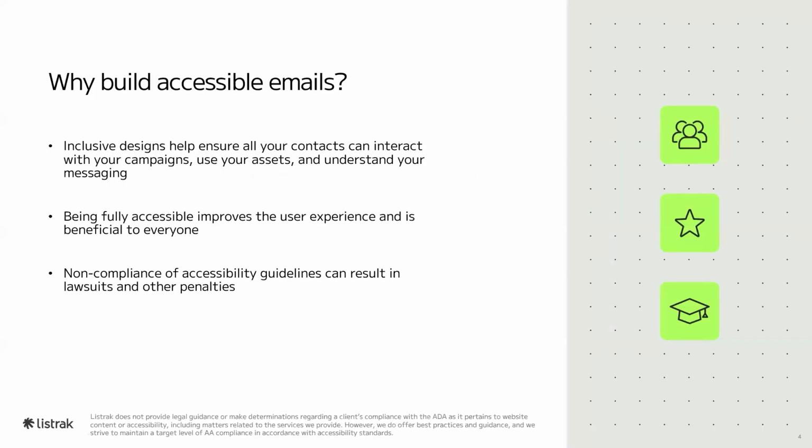So first, let's start with why accessibility matters. First and foremost, using inclusive email design ensures that all of your contacts can engage with your content, regardless of their abilities. Accessibility also enhances the overall user experience, benefiting everyone, not just those with disabilities. And finally, failing to meet accessibility standards can expose your organization to legal risks, including lawsuits and financial penalties. Making your emails accessible isn't just the right thing to do, it's a smart business practice and impacts your potential return and engagement via email.